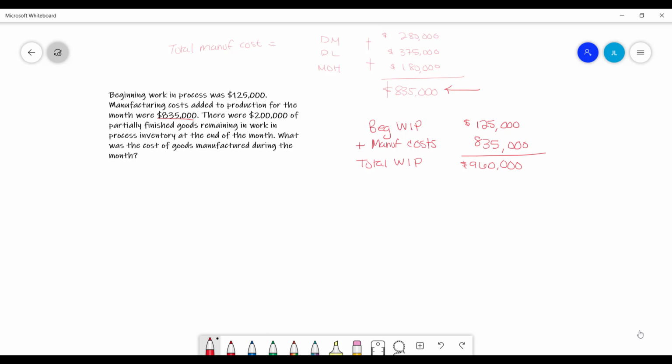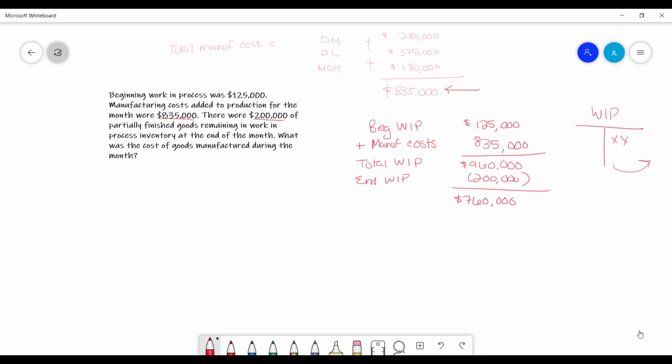But then they tell us, okay, of this total work in process, at the end of the period there was only $200,000 of it left, meaning we finished a lot of the work, right? So we take our ending work in process, subtract out the $200,000. That leaves us with $760,000 of what? That is how much left the work in process account, right? And what do we refer to that amount as? Whatever work in process is credited for, right?